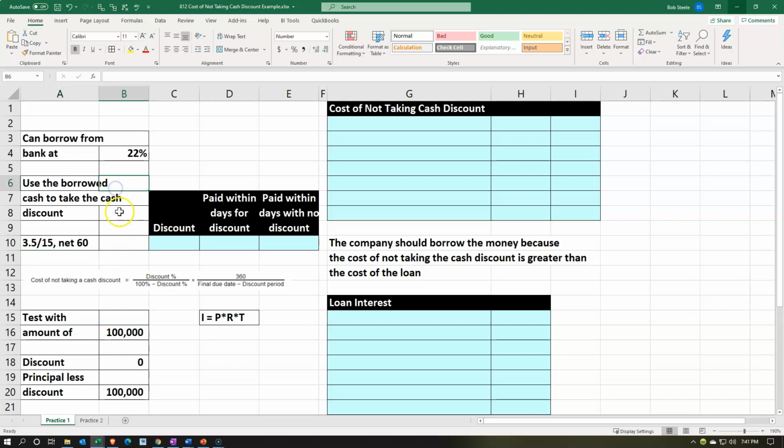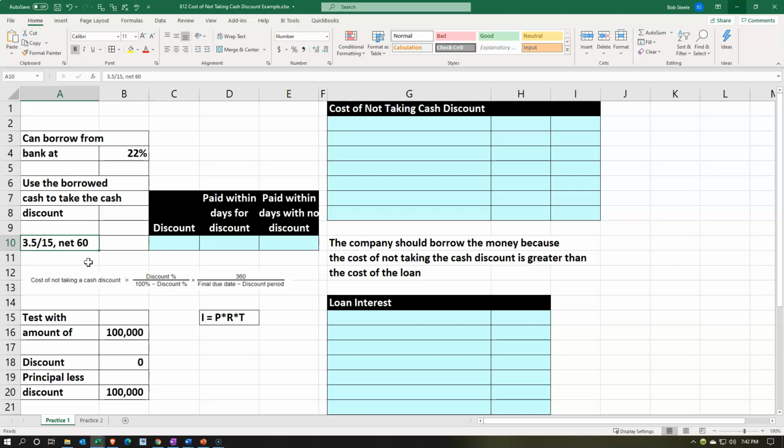So our information is going to be on the left. We're going to assume that we can borrow from a bank at 22%. So we can borrow money at 22%. Then we're making purchases, and we have these payment terms with regards to what we are purchasing. So remember, when we are purchasing something in our cash management strategy, we're going to pay as late as possible, as long as we can pay as minimum as possible.